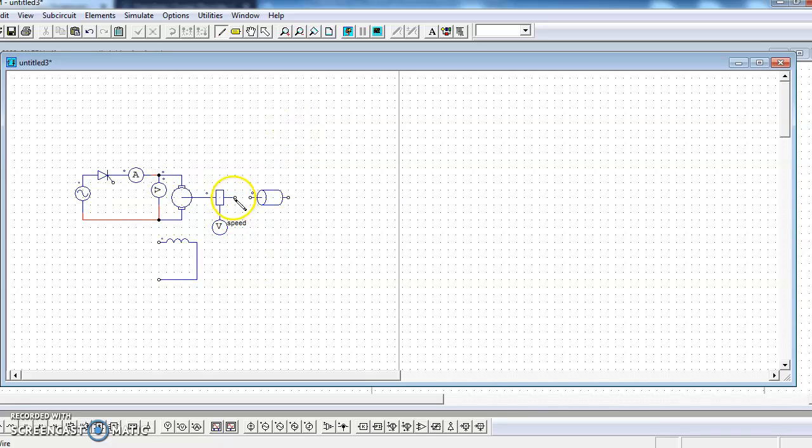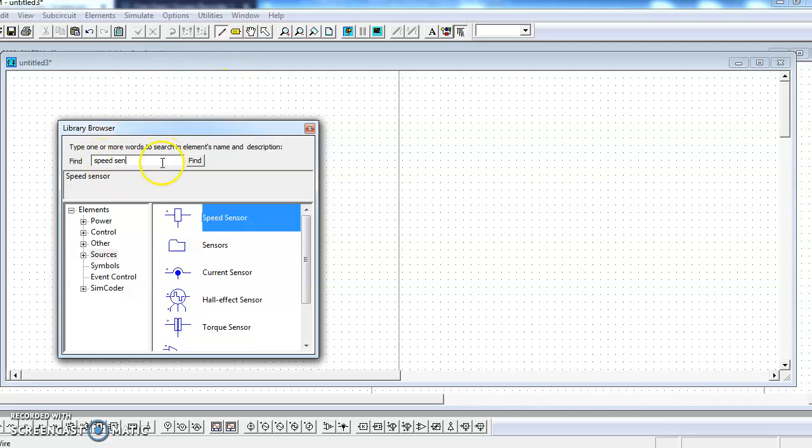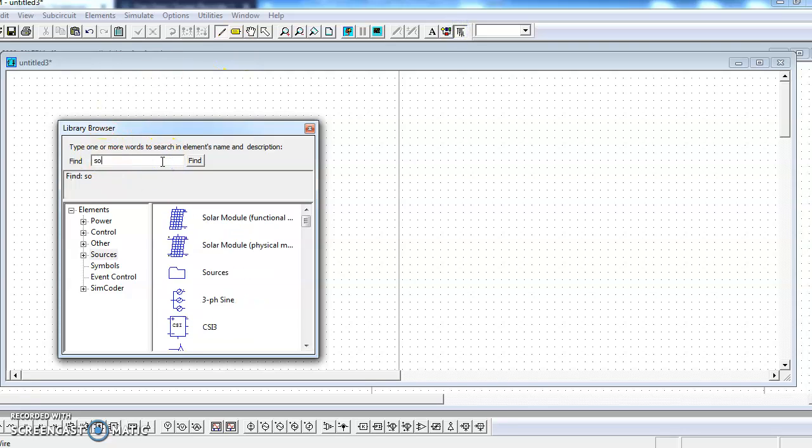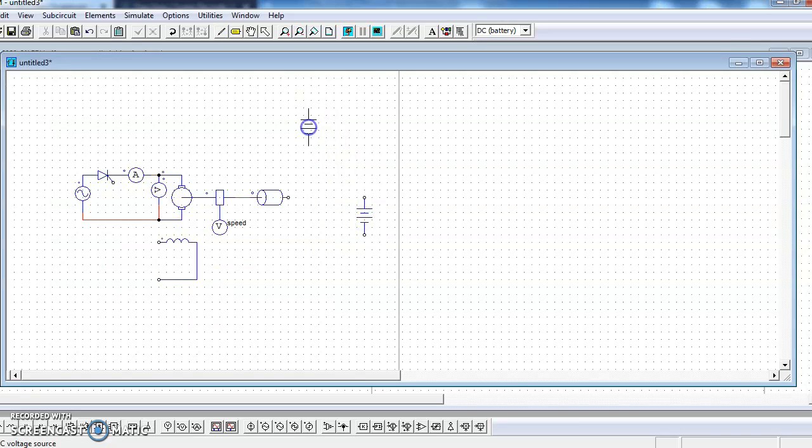Okay, this is done. Now here this is the field winding. As input to the field winding we have to give some DC voltage, so we can take the DC battery over here and connect it over here. Now just see, is everything finished or is something remaining? Just look into the circuit. Does anyone notice something remaining?